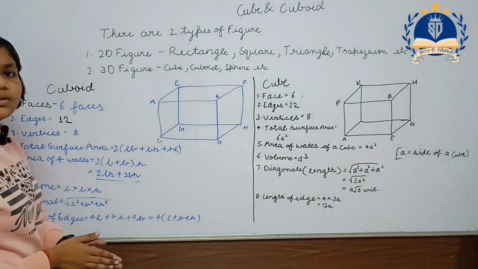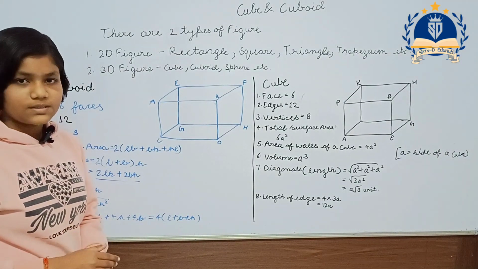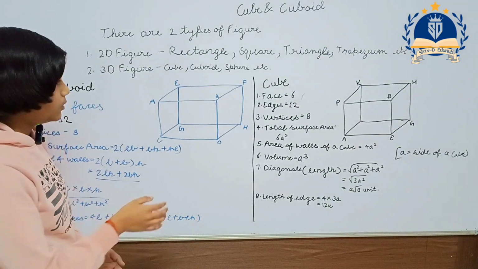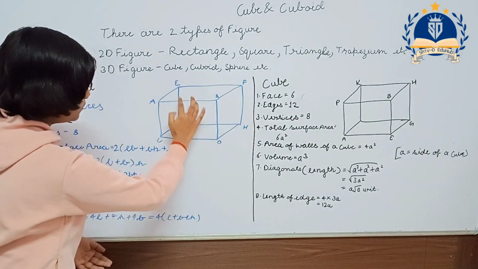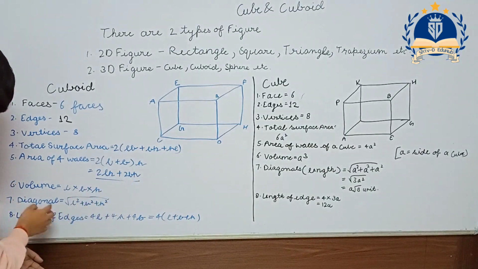Area of 4 walls. We know that the area of 4 walls is also known as lateral surface area and curved surface area. In this we do not include top and bottom, only the 4 faces. 1, 2, 3, 4. It is 2(L plus B) into H.